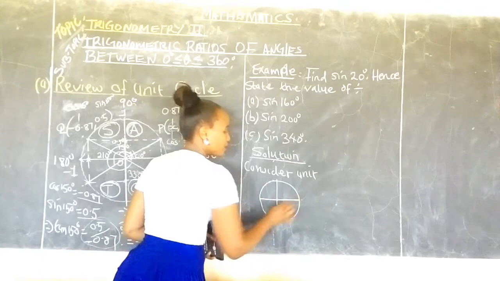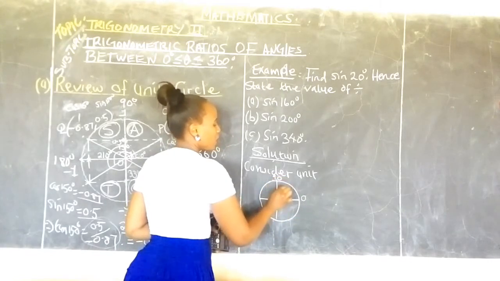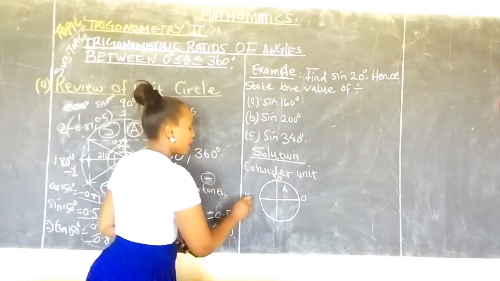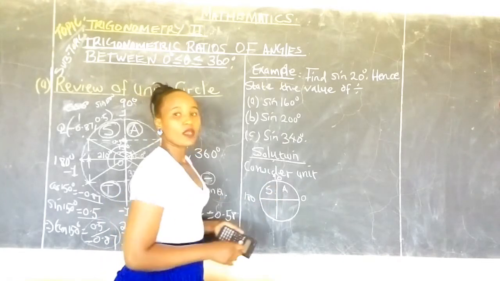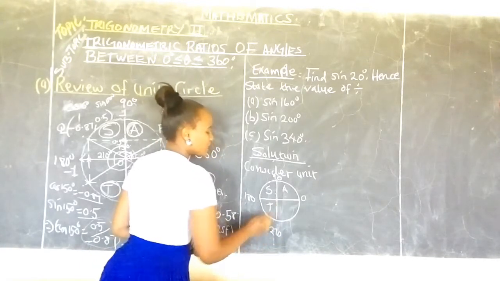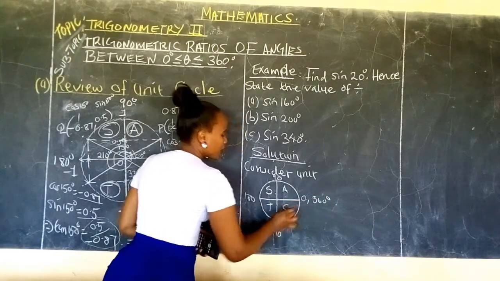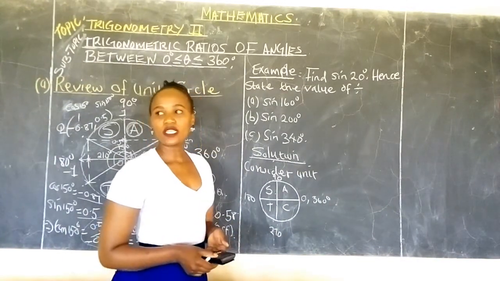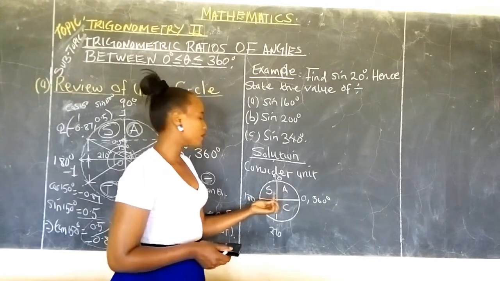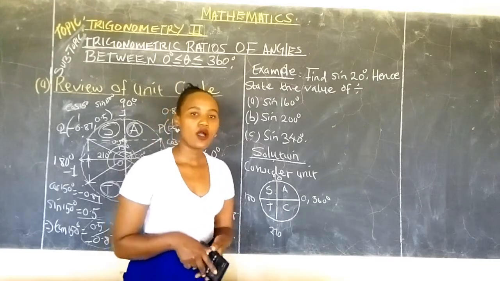So this is our unit circle. And as we have said earlier, between 0 and 90, all trigonometric values are positive. From 90 to 180, only sine is positive, between 180 and 270 only tangent is positive, and between 270 and 360 degrees, only cosine is positive. So what does this mean? All, sine, tangent, cos: all are positive, only sine is positive, only tangent is positive, and only cos is positive.